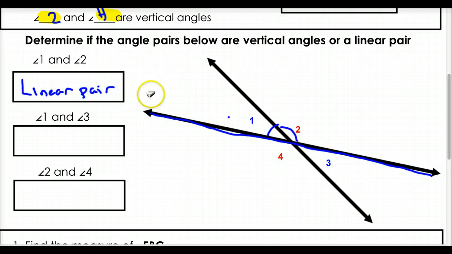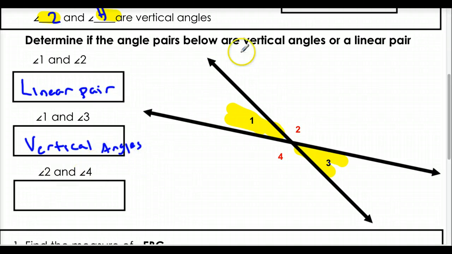Let's get rid of this marking now. Now 1 and 3, if you look, these two are opposite each other. These two angles are opposite each other. 1 over here and 3 over here. And since they're opposite each other, we would say that these are vertical angles.